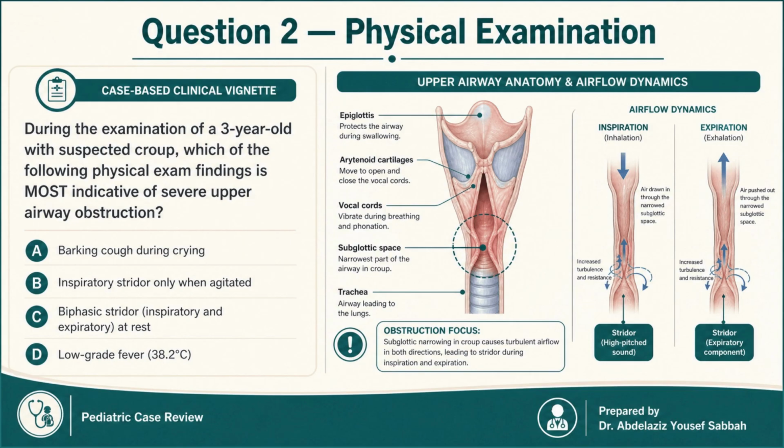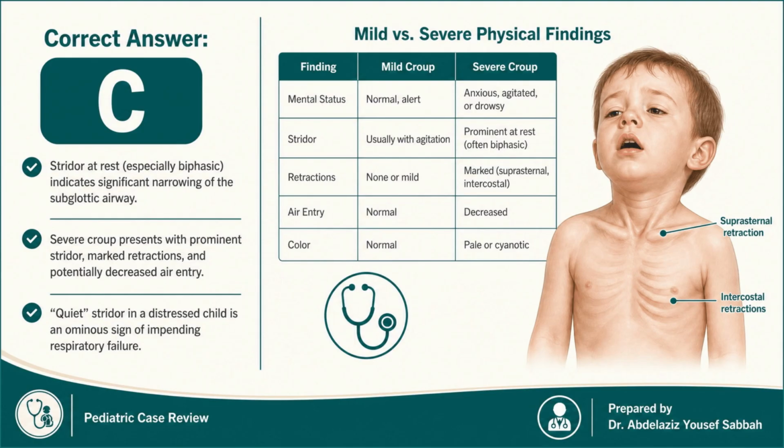Question 2. Physical examination. During the examination of a 3-year-old with suspected croup, which of the following physical examination findings is most indicative of severe upper airway obstruction? Option A. Barking cough during crying. Option B. Inspiratory stridor only when agitated. Option C. Biphasic stridor occurring during both inspiration and expiration at rest. Option D. Low-grade fever at 38.2 degrees Celsius. The correct answer is option C, biphasic stridor at rest.